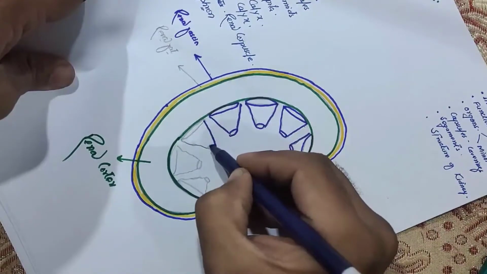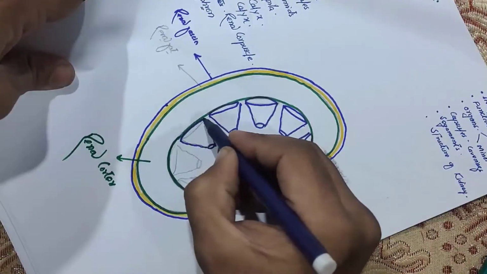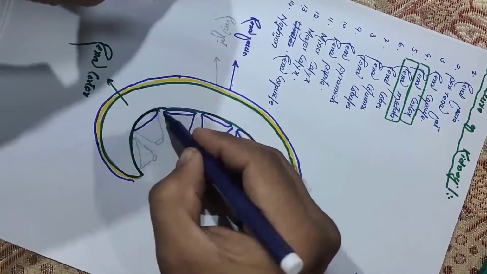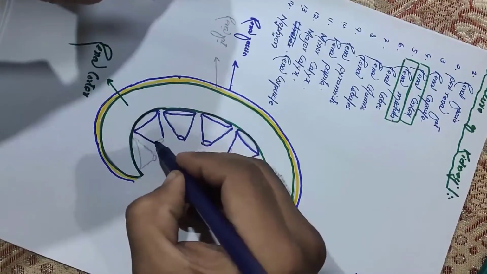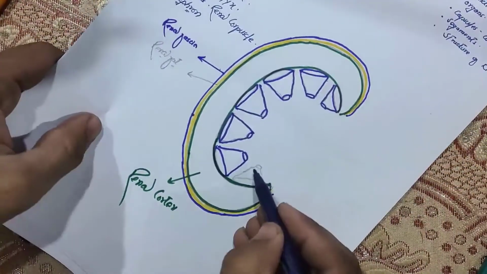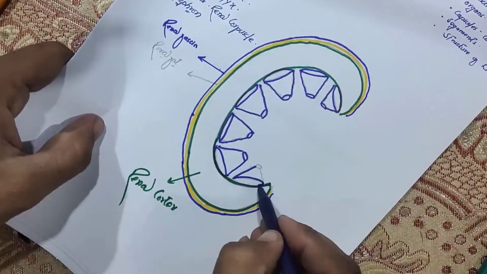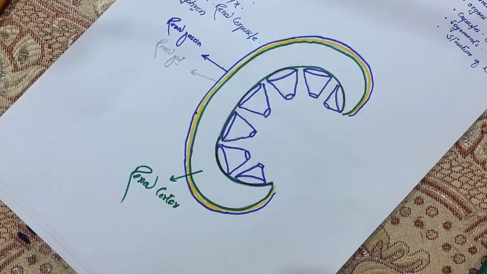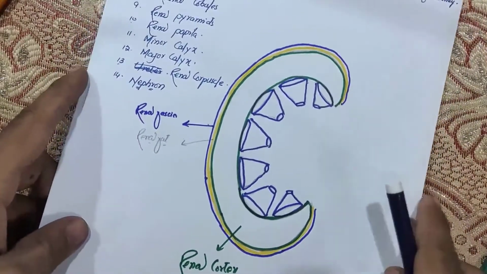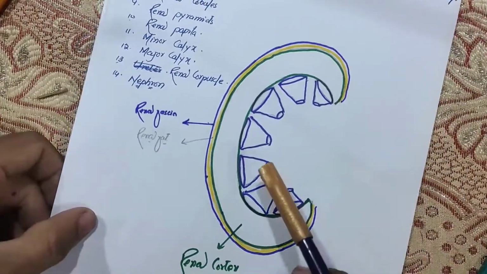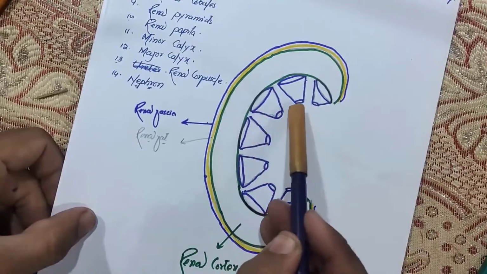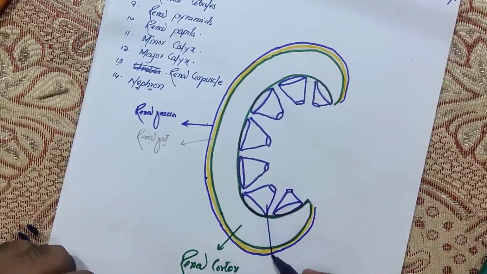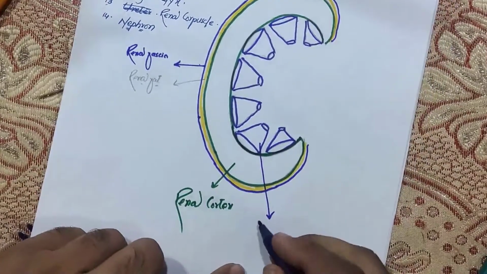You can also learn how to draw the structure of the kidney from this lecture. So these are the renal pyramids. In between the pyramids we have these renal, what are these? These are renal columns. So let me name them here. These are renal pyramids.